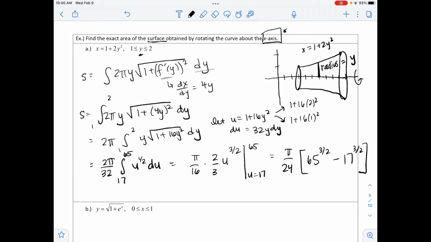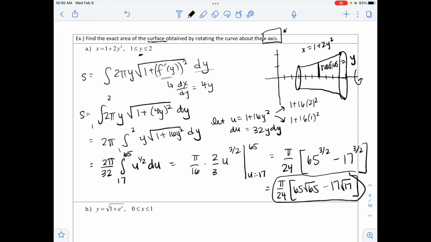And this is a perfect answer. If you wanted to rewrite it a little bit, you can, and say this is going to be 65 times the square root of 65 minus 17 times the square root of 17. Either answer that is written is fine. And again, this gives us the area of that surface, the surface area obtained by taking the curve x equals 1 plus 2y squared between 1 and 2 y values and rotating about the x-axis.